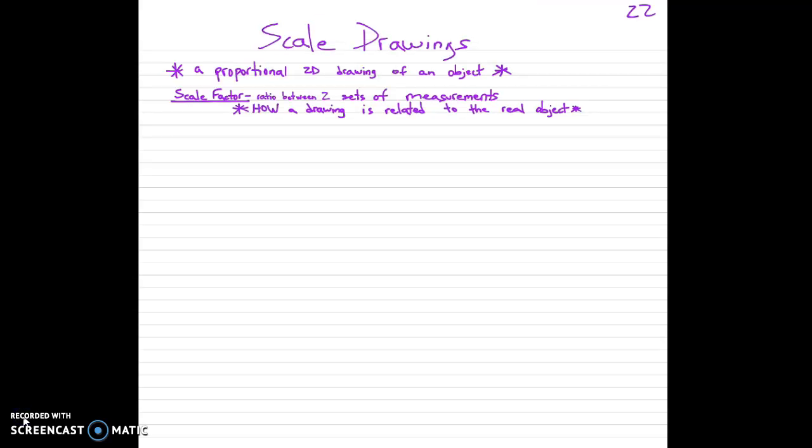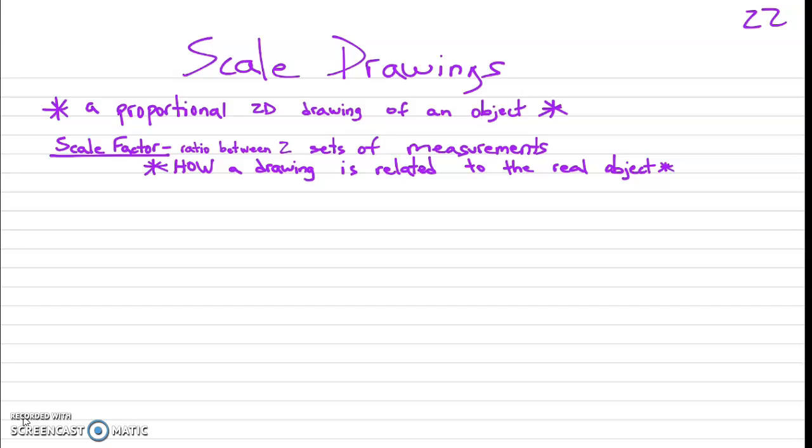So scale drawings, it's just a proportional 2D drawing of an object. 2D means 2 dimensions. It can only have a length and a width. Okay, 3D would have a length, a width, and a height. That would be a model. But a scale drawing is a proportional 2-dimensional drawing of an object.